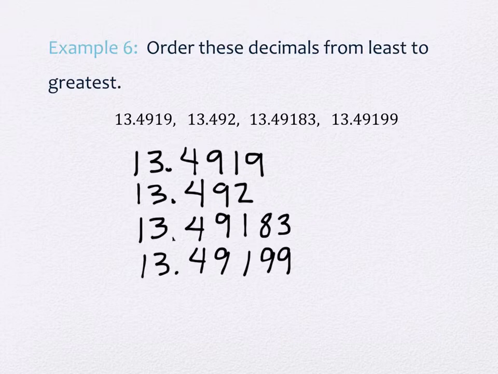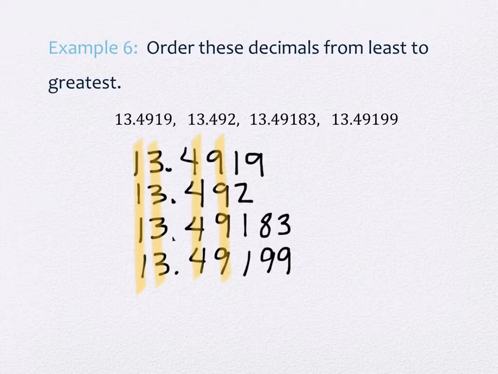All right, so as we take a look, we're just going to go one place value at a time. The tens place, they match, right? The ones place, they match. The tenths place also matches. Hundredths place matches. But then when I get to the thousandths place, I notice that something's different. Which one's different? The second one. Now the second one's different because it has a 2 in it instead of a 1.